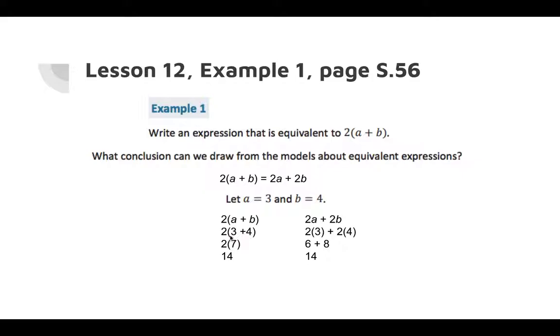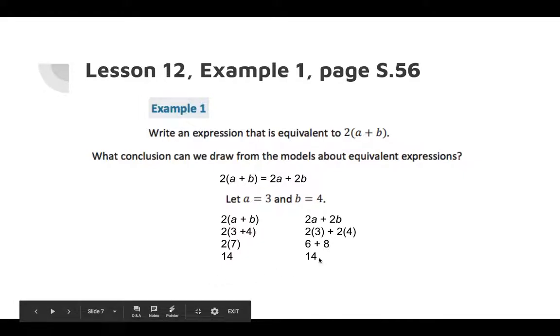Remember PEMDAS, you do what's in the parentheses first. So 3 plus 4 is 7, so 2 times 7 is 14. Over here, 2 times a plus 2 times b, 2 times 3 in the parentheses, so to show multiplication, plus 2 times 4. 2 times 3 is 6, 2 times 4 is 8, 6 plus 8 is 14. Lo and behold, they both come up with the same sum.